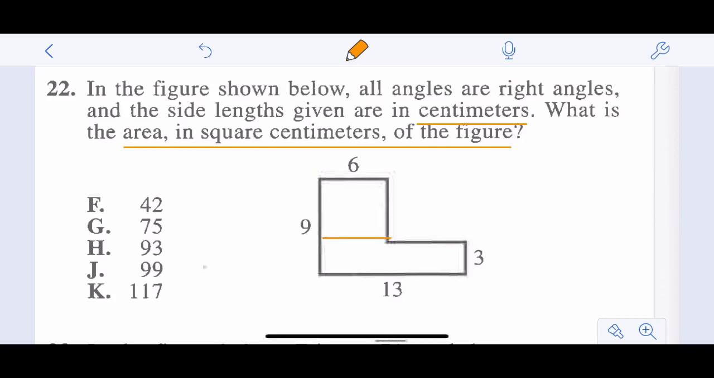So this side here is 9 total, and if this is 3, then 9 minus 3 is 6. So we have a 6 by 6, which is 36, and then we have a 3 by 13, which is 3 times 13 is 39. So 36 plus 39 is 75, or G.